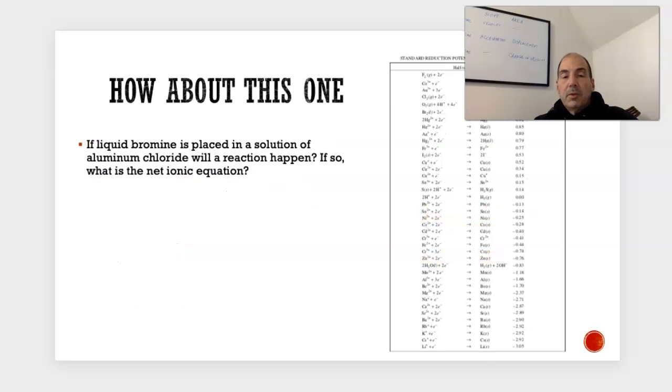All right? So now let's think about this one. If liquid bromine is placed in a solution of aluminum chloride, will a reaction happen? If so, what is the net ionic equation? All right, give it a try. I'm going to go on.